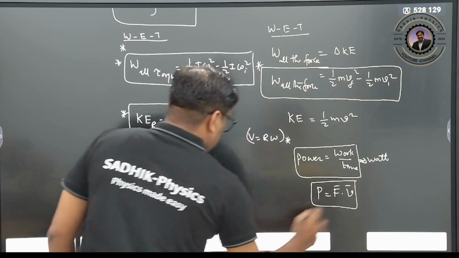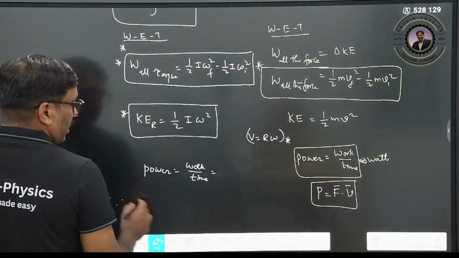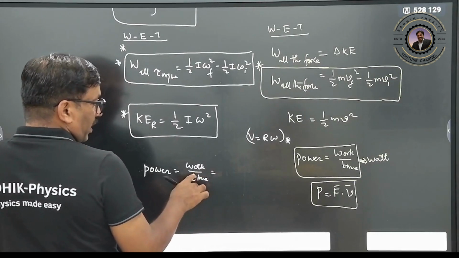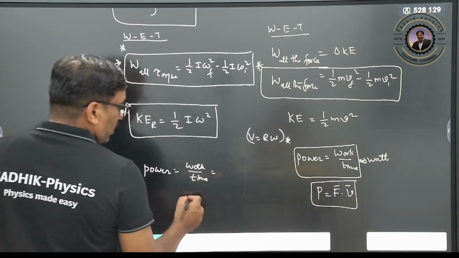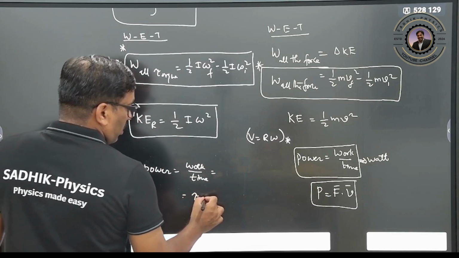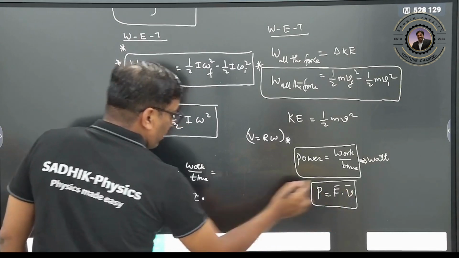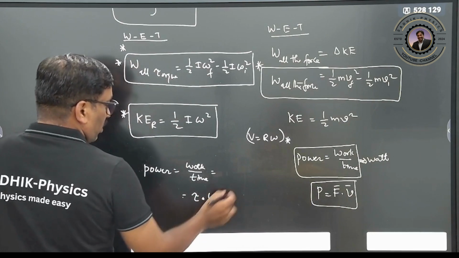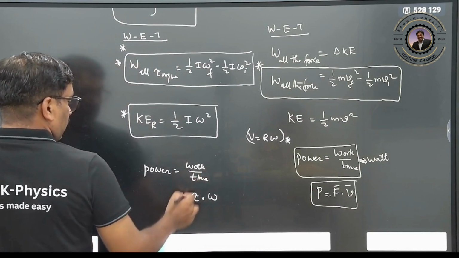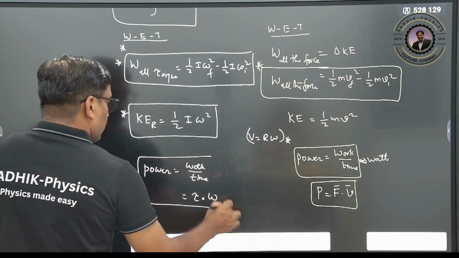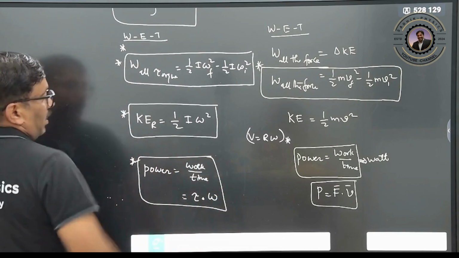Clear? Similarly, here also power can be written as work. Here instead of the force, it will be the torque dot. Here instead of velocity, it will be the angular velocity. Clear? So power can also be calculated like this.